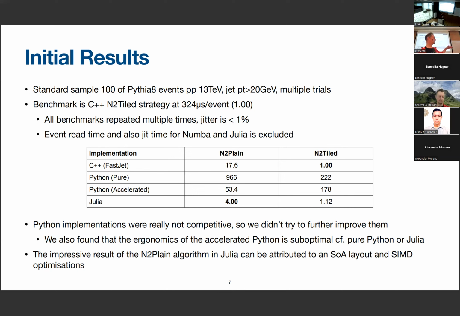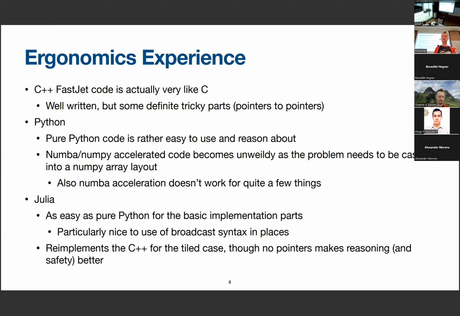And we looked into why the N2 plane algorithm in Julia was so good, and we understood that it was actually because we used the structure of arrays layout there. So the memory accesses were so much quicker, and things like SIMD optimizations could be applied by the compiler as well. So this was looking pretty good. I'd say this was a great result for Julia. This is what made me think, oh, I should really do more Julia, shouldn't I? It's really good. Okay, so a few comments on the ergonomics.